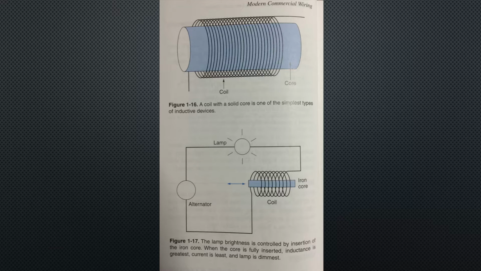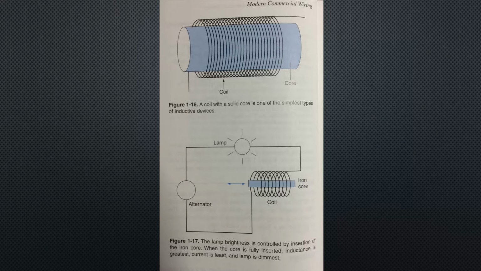The symbol for inductive reactance is XL, L for inductance, which is measured in units called henries, or capital H. An inductance of 1 henry is present if 1 volt is applied to an inductor and the current flow increases at a rate of 1 ampere per second. Again, an inductance of 1 henry is present if 1 volt is applied to an inductor and the current flow increases at a rate of 1 ampere per second.